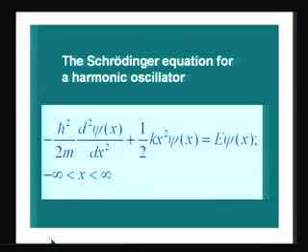The third model we would study is the Schrodinger equation for the harmonic oscillator. The harmonic oscillator has a potential energy half k x square, where x is the amplitude of the harmonic motion and k is the force constant of the harmonic oscillator system.